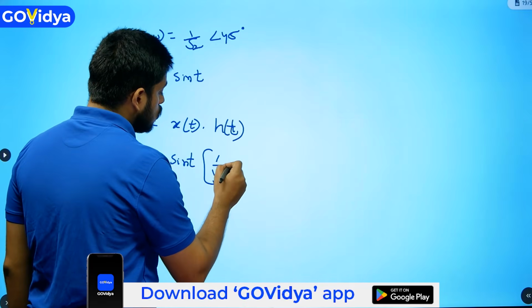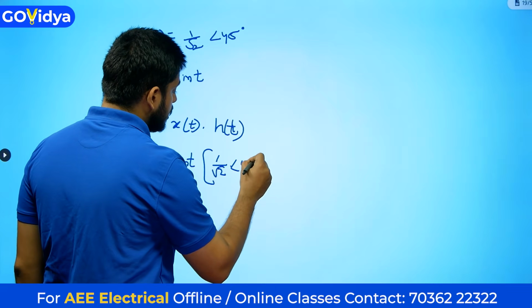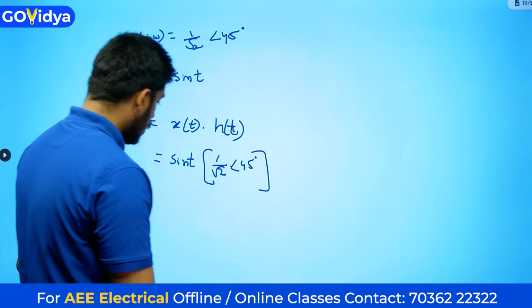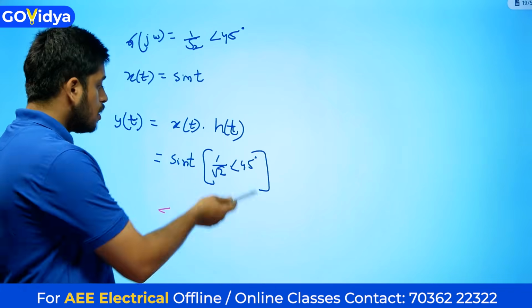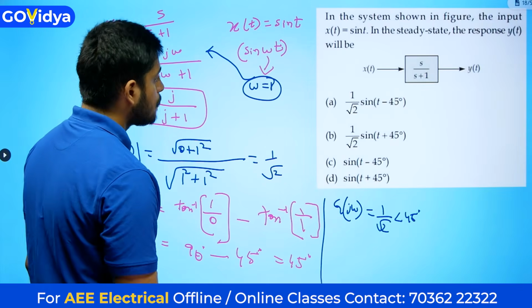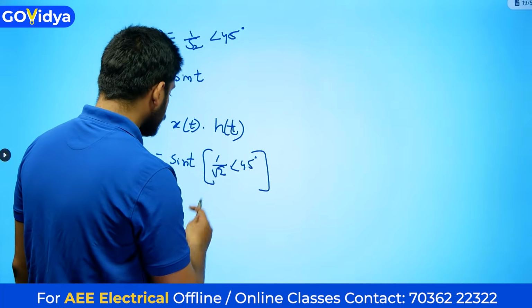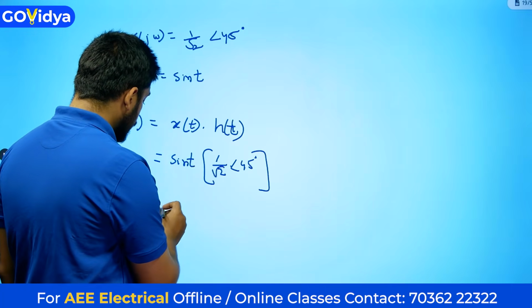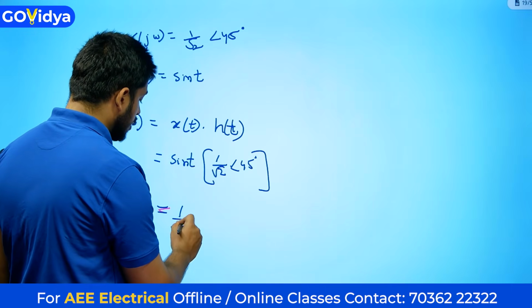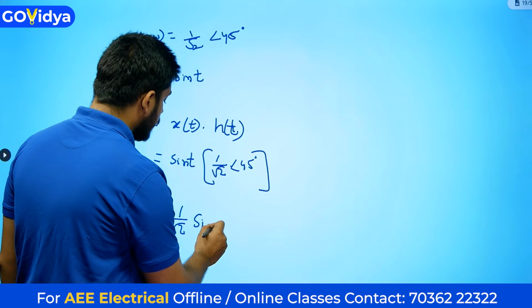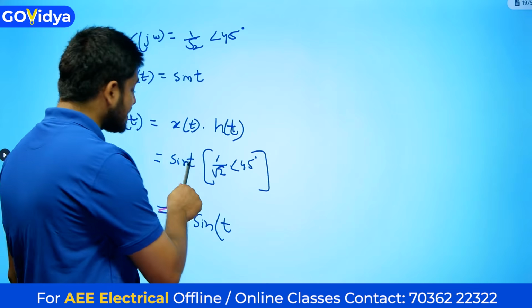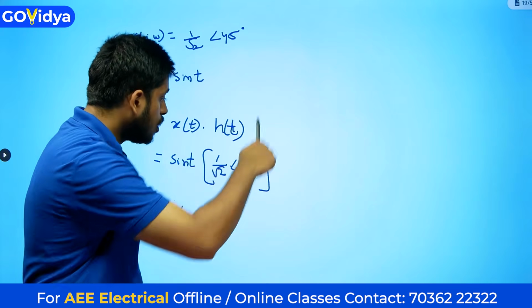1 by root 2, angle 45 degrees. Okay. So multiplying this here, we are going to get 1 by root 2 as the amplitude. So we are going to get, at the starting, 1 by root 2 and sine of... what does this t actually represent? The angle. So what is the angle?